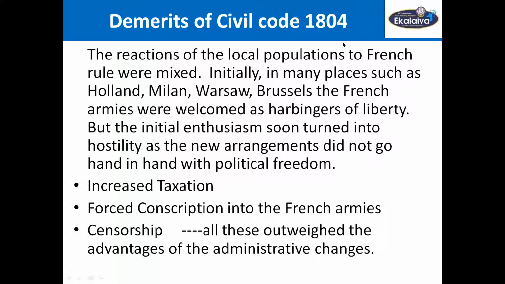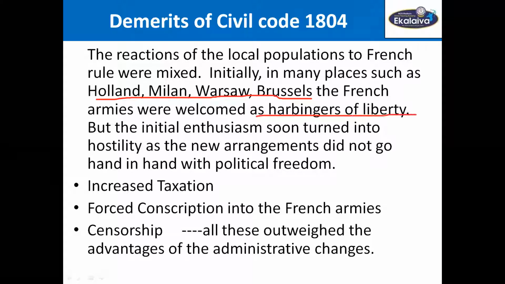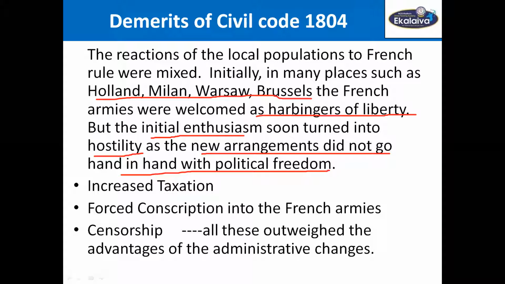So initially in many places such as Holland, Milan, Warsaw, Brussels, French armies were welcomed as harbingers of liberty. But the initial enthusiasm soon turned into hostility. They were not happy with the activities of these French armies. The new arrangements did not go hand in hand with political freedom. They talked about freedom, but the arrangements and activities they showed were not in keeping with political freedom. So it had its disadvantages.